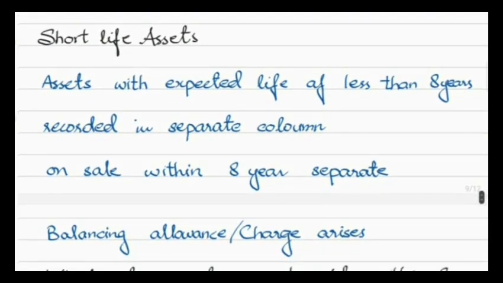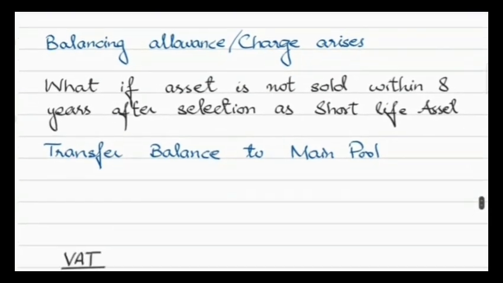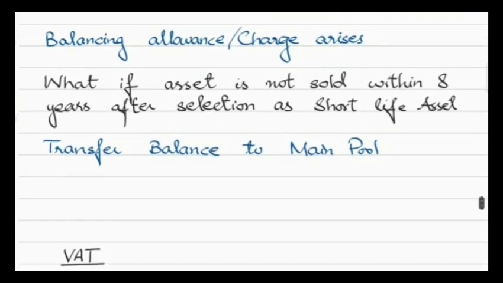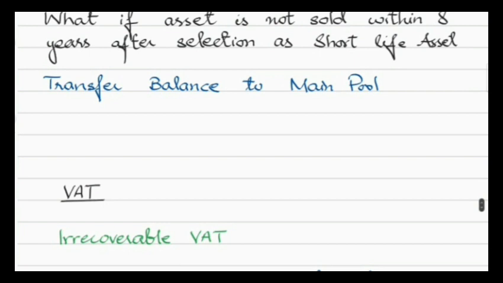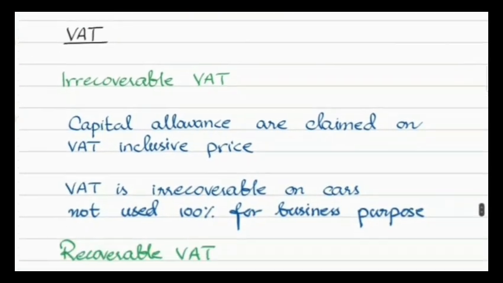Short life assets: assets with expected life of less than 8 years, recorded in a separate column. On sale within 8 years, separate balancing allowance or charges arise. What if the asset is not sold within 8 years after selection as short life asset? It would be transferred again to the main pool. Whatever is the written down value would be transferred to the main pool.